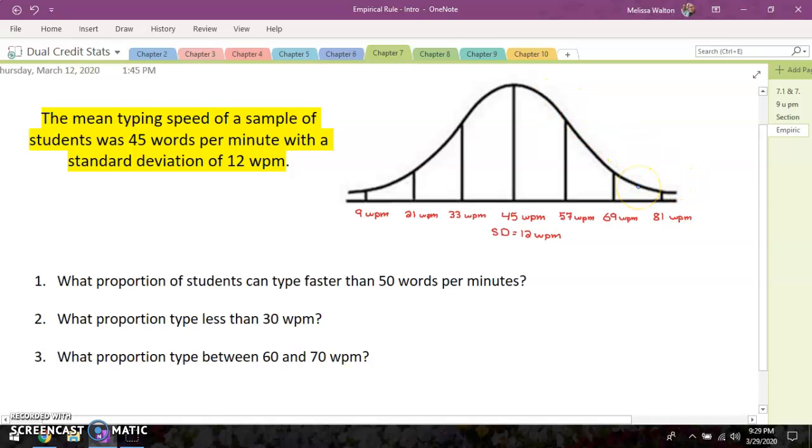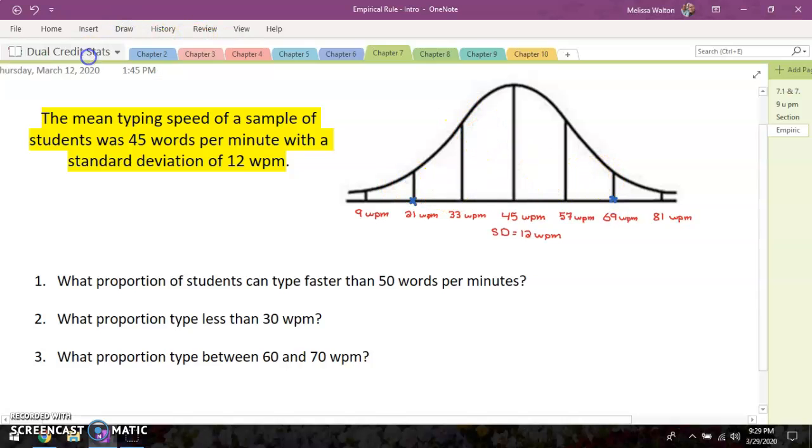Assuming that this is normally distributed, we have a mean of 45 words per minute with a standard deviation of 12. And we are all good at finding those benchmarks for positive 1, 2, and 3 standard deviations and negative 1, 2, and 3 standard deviations. And we are very good at using the empirical rule to find proportions here. So if I were to ask you, what is the proportion from 21 words per minute to 69 words per minute, you would know that that would be 95% using the empirical rule.